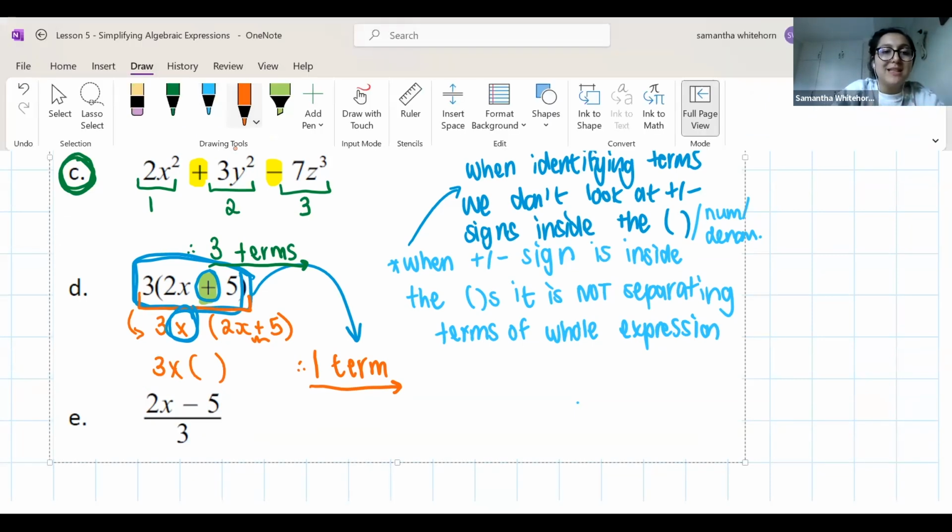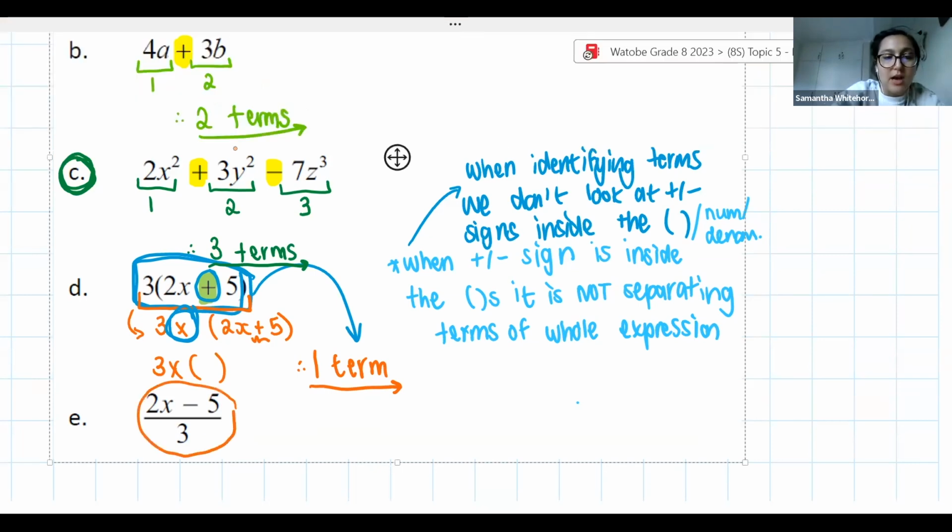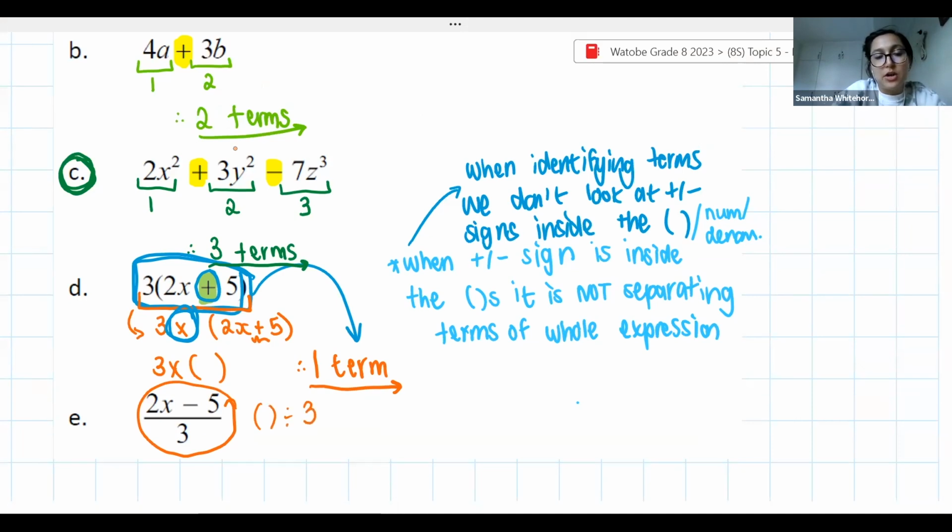And so if I take this entire fraction into account, because I've got a bracket divided by the denominator of 3, and because division does not separate terms, I only have one term here. So I just ignore what's going on inside my bracket. I know there's stuff inside my bracket, but I don't need to stress about it when I am identifying terms. So when identifying terms, I don't need to stress about the plus or minus inside the bracket.